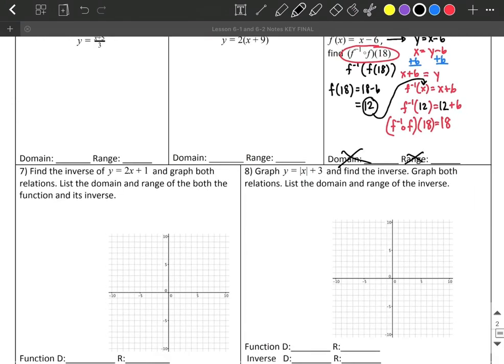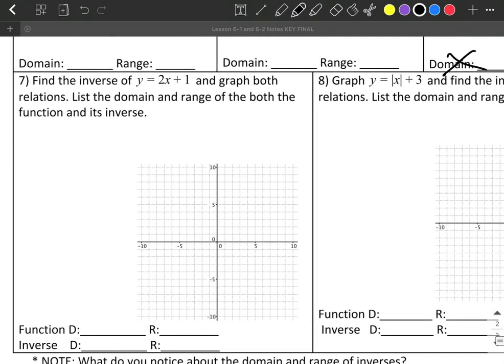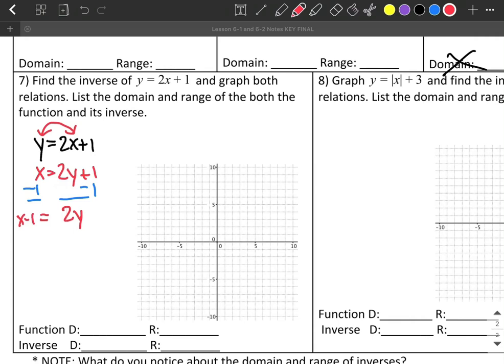All right, and then for 7, I want to find the inverse of y is equal to 2x plus 1, and I want to graph both of the relations. To find its inverse algebraically, I'm going to switch the x and the y. That gives me x is equal to 2y plus 1. I'm going to subtract 1 on both sides. That gives me 2y is equal to x minus 1. And then I'm going to divide both sides by 2. That gives me y is equal to 1/2 x minus 1/2. So the inverse of f of x is equal to 1/2 x minus 1/2.